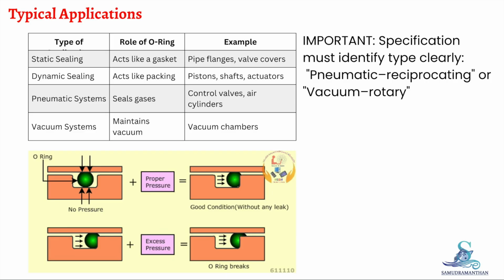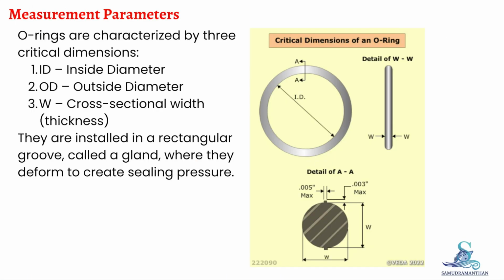Whenever we select an O-ring, we must clearly specify the application type, such as pneumatic, reciprocating, vacuum, or rotary. This ensures correct material and design selection. Measurement parameters: O-rings are defined by three important dimensions. ID, inside diameter. OD, outside diameter. W, cross-sectional width or thickness. These dimensions help us understand how the O-ring will fit inside the sealing groove, known as the gland. When installed, the O-ring deforms slightly inside this gland and creates sealing pressure.